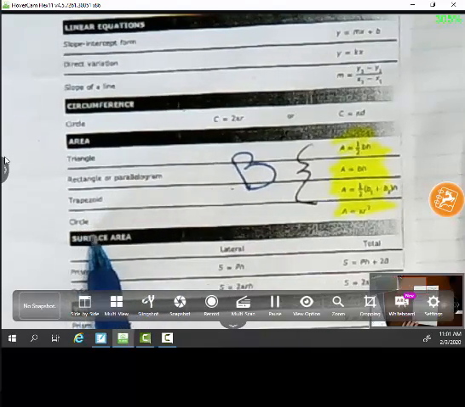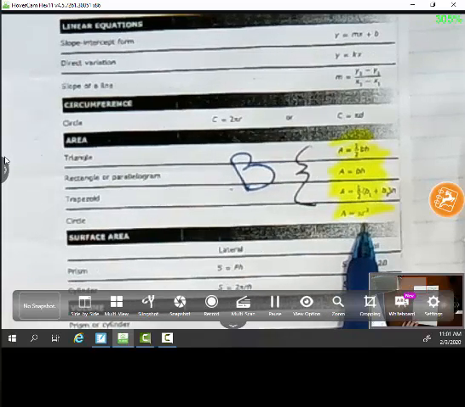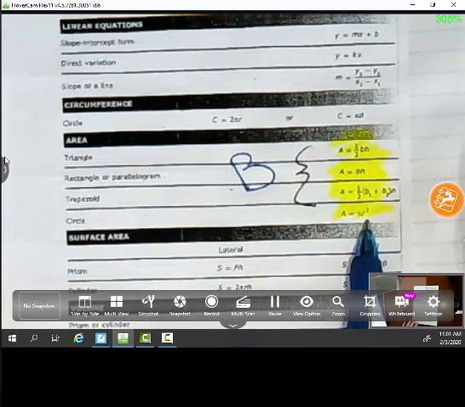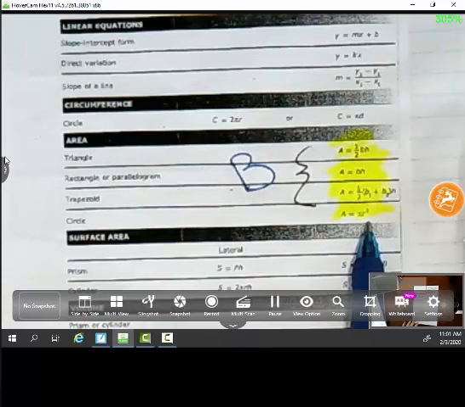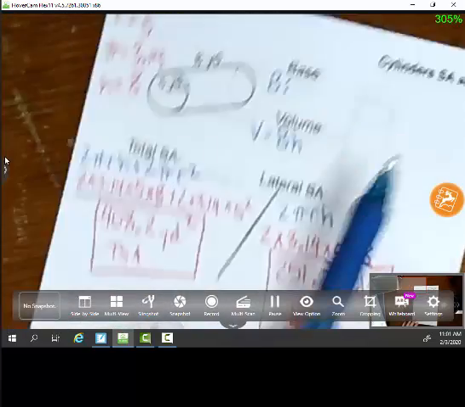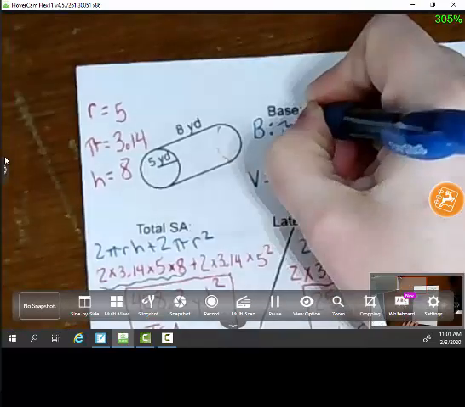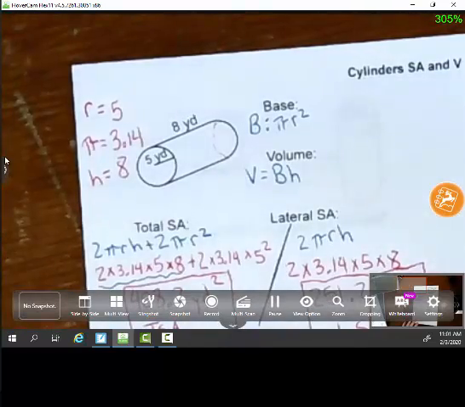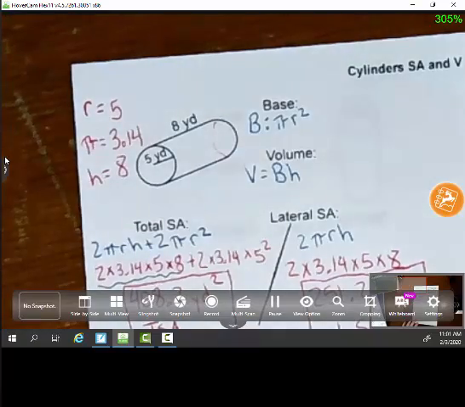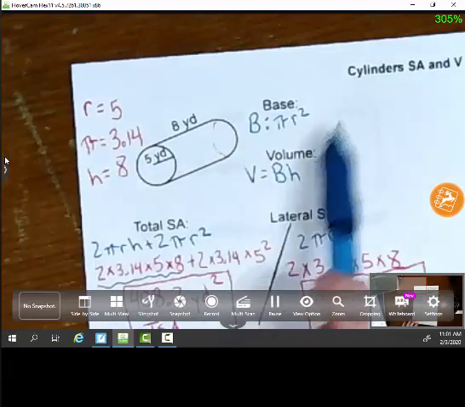Alright, so what's the area formula for a circle? Mine's super blurry, but you should be able to see yours. What's the area formula for a circle? A equals pi r squared. So today, our big B is going to be pi r squared. So before we can do volume, not only do we need this pi, this r, this h, we also need big B.